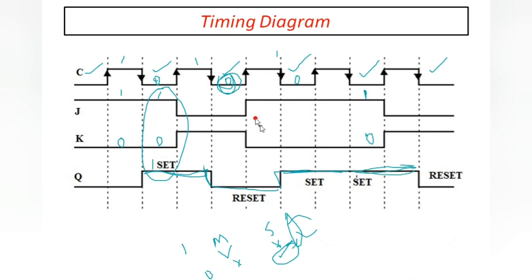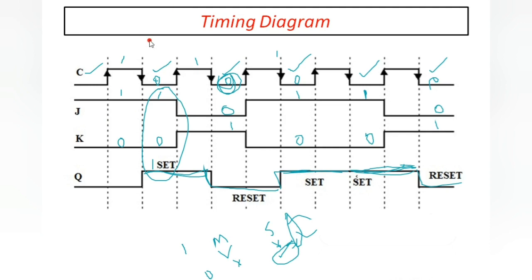So you need to understand this carefully. At this point, J is 0, K is 1. Reset. At this point, J is 1, K is 0. Set. 1 and 0, so already set. So again it is set. So again here, J is 0, K is 1, means reset. So just go through this JK flip-flop and then understand master slave JK flip-flop.